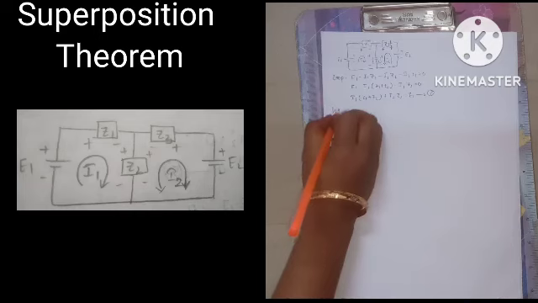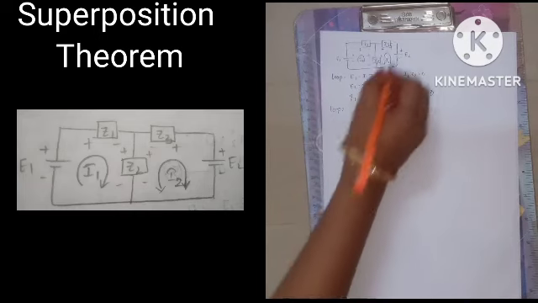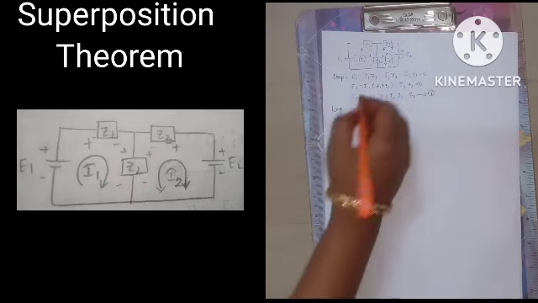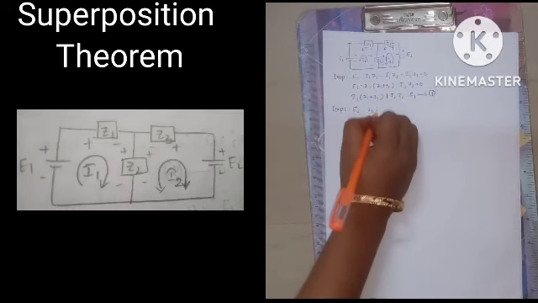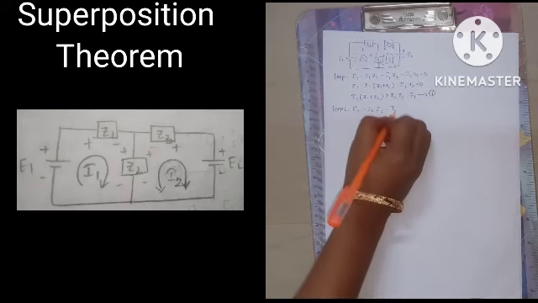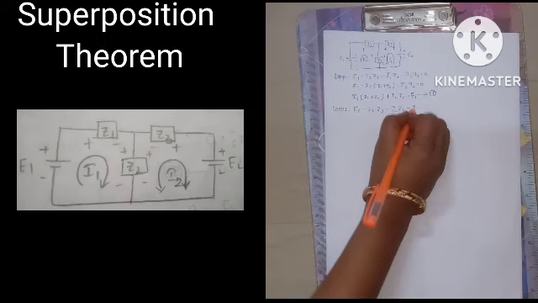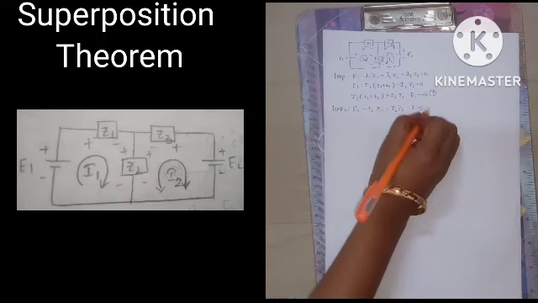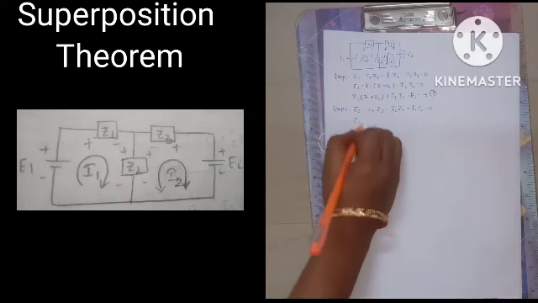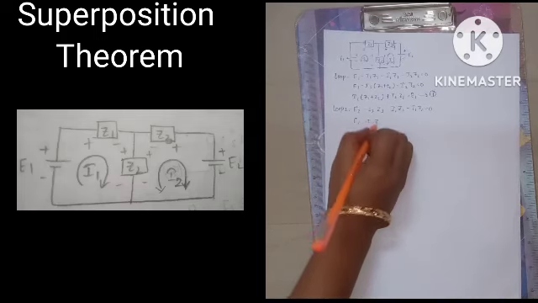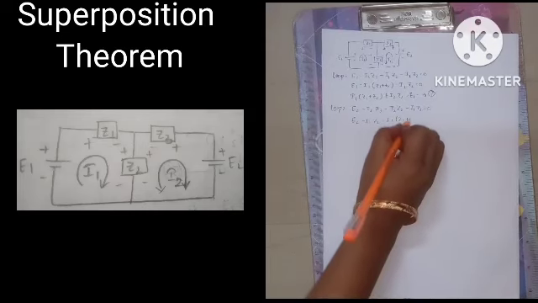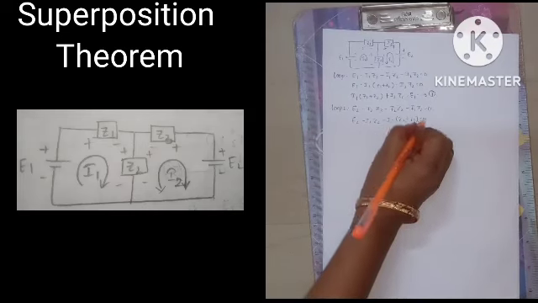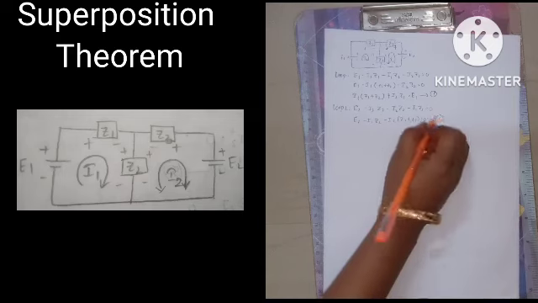Now loop 2. This is loop 2. E2 minus I2 Z3 minus I2 Z2 minus I1 Z2 is equal to 0. So I1 Z2 plus I2 (Z2 plus Z3) is equal to E2. This is the second equation.